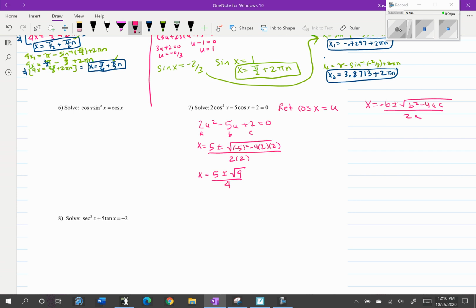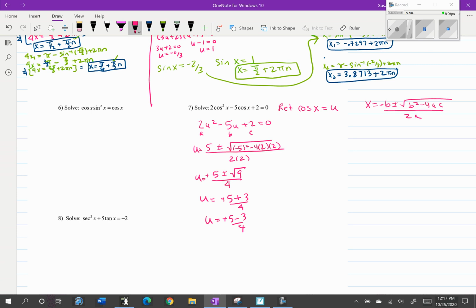The square root of 9 is 3, so we get, and I should be using u instead of x because we used u as our variable here. So u is equal to, sorry about that. So u is equal to negative 5 plus, and the square root of 9 is 3, so negative 5 plus 3 over 4, and u is equal to negative 5 minus 3 over 4. Sorry, I forgot that was 5, not negative 5, so that's just 5 plus or minus the square root. I don't know why I wrote that negative there.